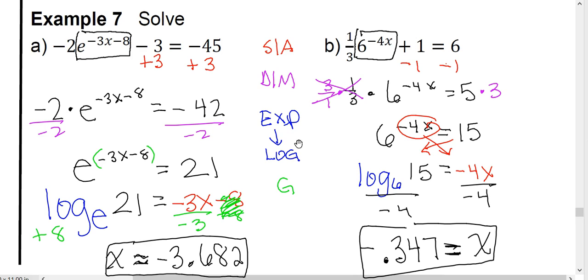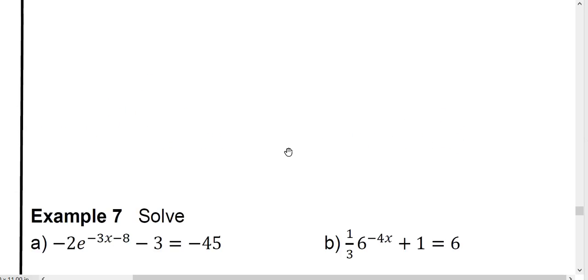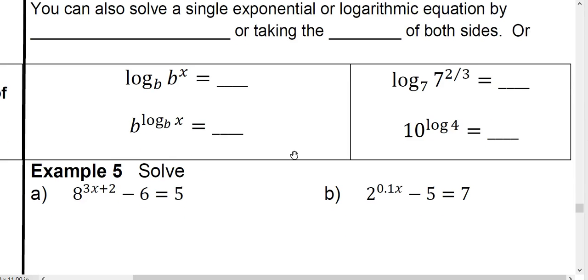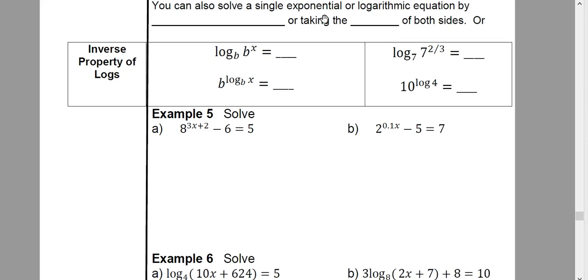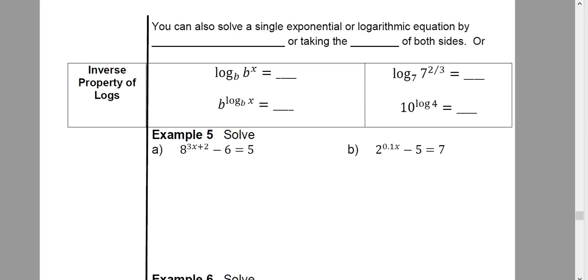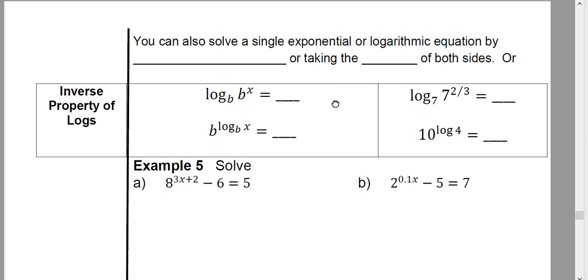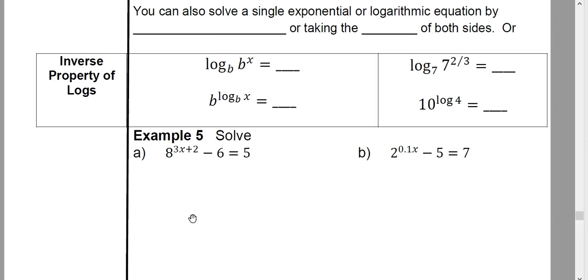Now, the part at the top actually has you do a slightly different way. If you like this way better, then by all means use it. Or you can continue to convert forms. So for these two, notice they're still exponentials, but we're going to use the inverse property of logs, which we'll talk more about properties later, but this is another way to do it. So you can also solve a still case 2 exponential or logarithmic equation by exponentiating or taking the log of both sides. So if it's a log, you exponentiate. If it's an exponential, you take the log.